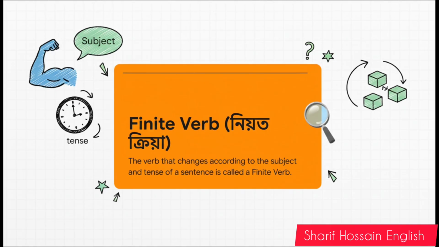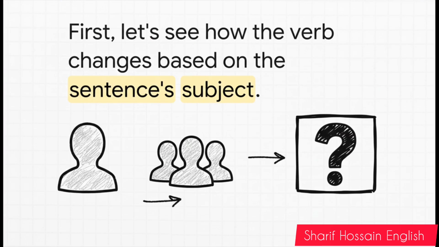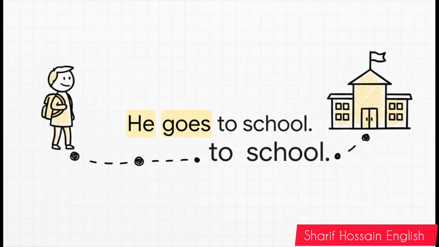Okay, definitions are one thing, but it's way easier to understand when you see it in action, right? So let's look at a couple of examples. We're going to see exactly how these two bosses, the subject and the tense, tell the verb what to do. All right, first up, let's see what happens when we just change the subject, the person doing the action. So here we have "he." That's one person, right? So the verb is "goes." He goes. Easy.